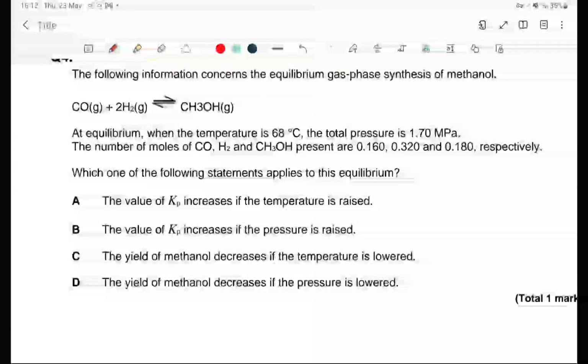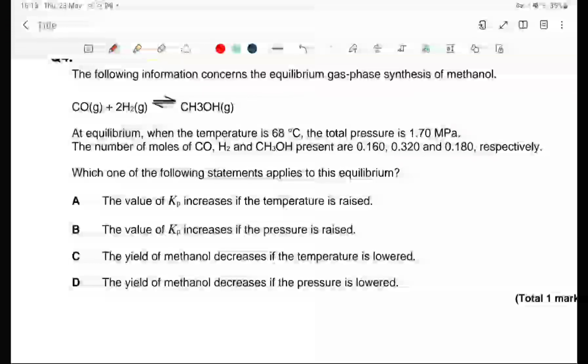Question 4 is a multiple choice question. It wants to know what's going to happen when various things are changed. So value of Kp on changing the temperature and the pressure, and the yield on changing the temperature and the pressure. Now the question is a bit weird, to the point where I'm wondering if a little bit of information is missing, because we've not been given the delta H value for the question. Doesn't mean we can't do the question, but does make it a little bit strange, because you can't actually tell whether some of these statements are true or false. If we can't tell whether they're true or false, then we're just going to have to discard them.